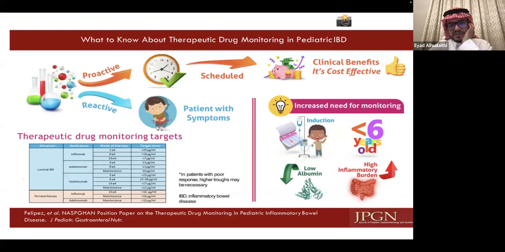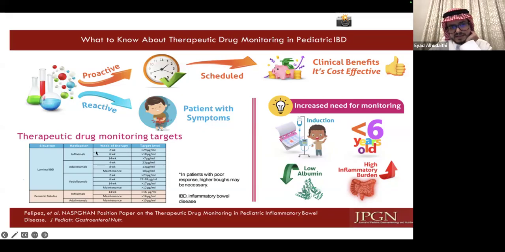So this is from GBGN. It showed the concept of proactive and reactive. Reactive means you will do the TDM if the patient is symptomatic. But proactive is planned, scheduled TDM, which is proven to be more effective, and it will increase the drug durability. We will prevent the anti-drug antibodies if we adopt this approach.